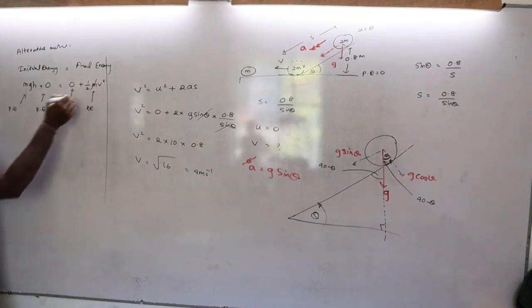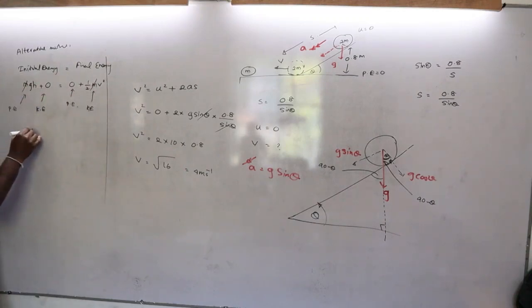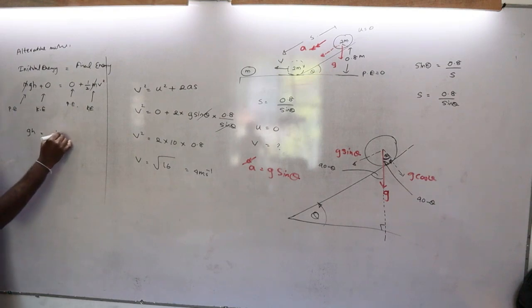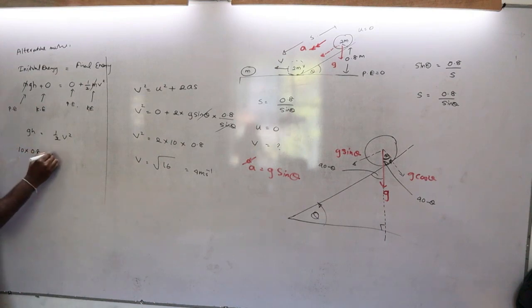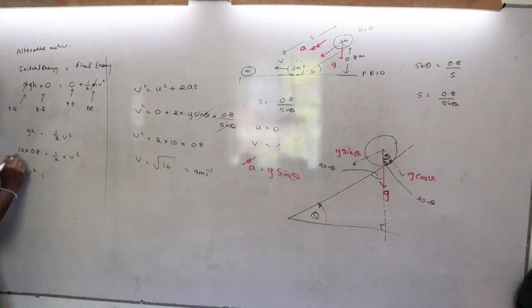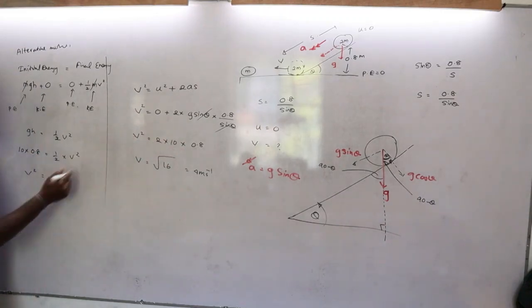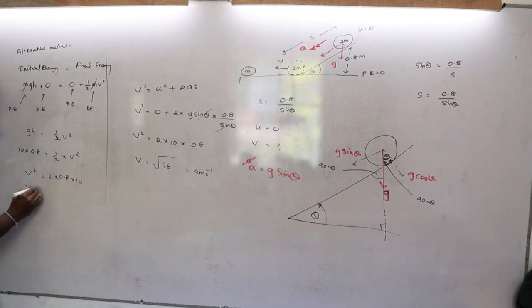Then what? The m's are cancelling off, so g times h is equal to half v squared. g is 10, h is 0.8, into half into v squared. So v squared is equal to, again we are getting the same thing, right? 2 into 0.8 into 10, so v is equal to root 16, that is 4.